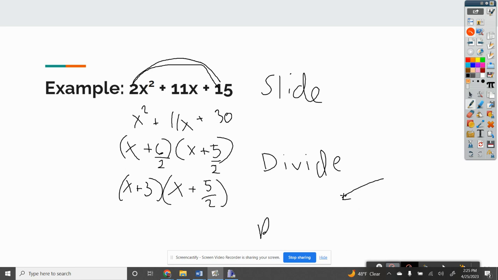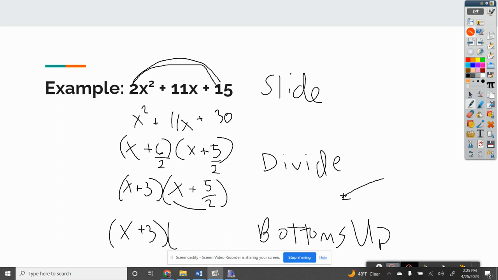And then my last step is to bring the bottoms up. Bottoms up. X plus 3 doesn't have a bottom. This one does. The 2 is going to slide or go from the bottom to the top, and it's going to slide right there in front of the x. And so that's going to be my final answer, 2x plus 5 and x plus 3. Do the box method, check your work. You should get your original question.